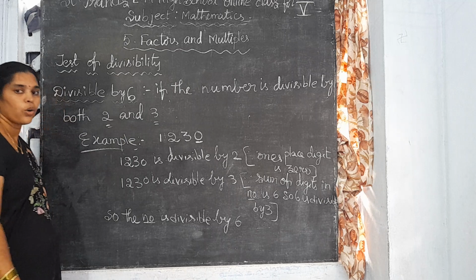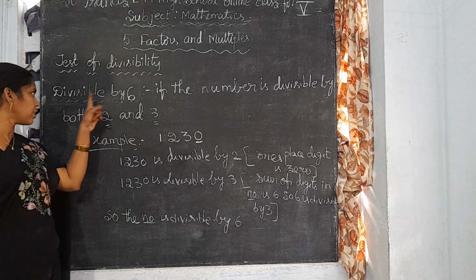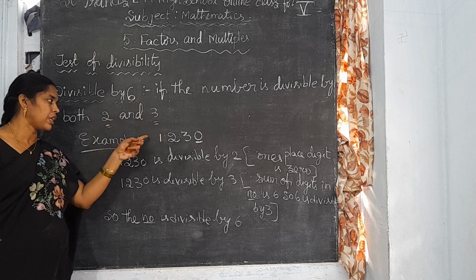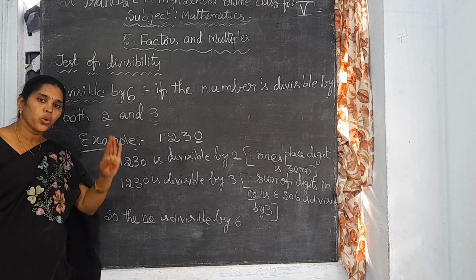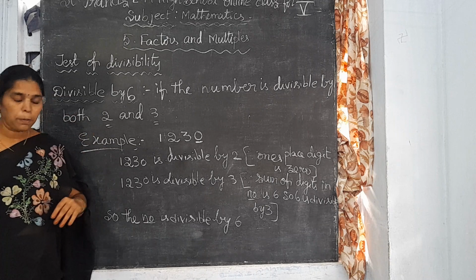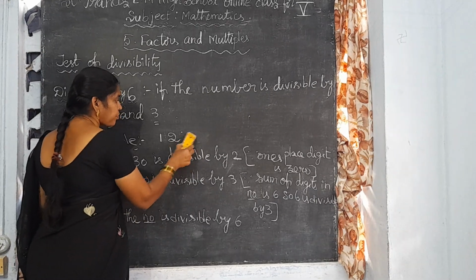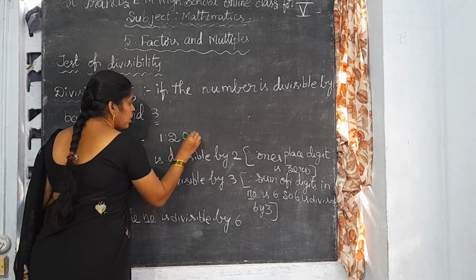6. Okay, children? If it is divisible by 6, it means you check both. That number should be divisible by 2 and 3. Suppose I make a small change. See, 1203.